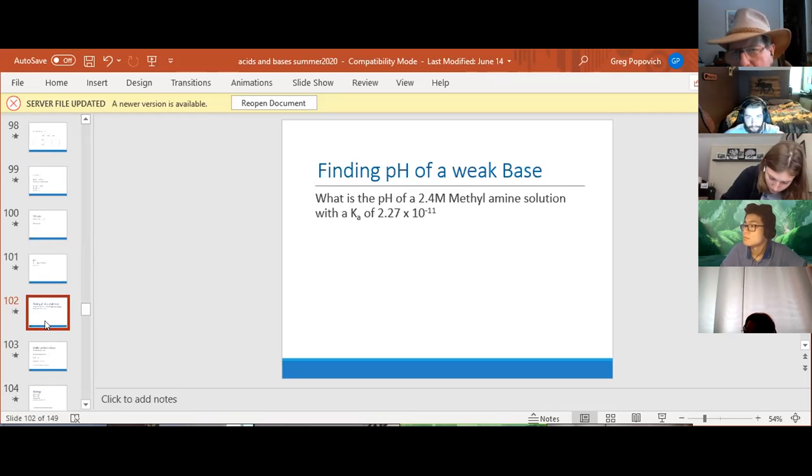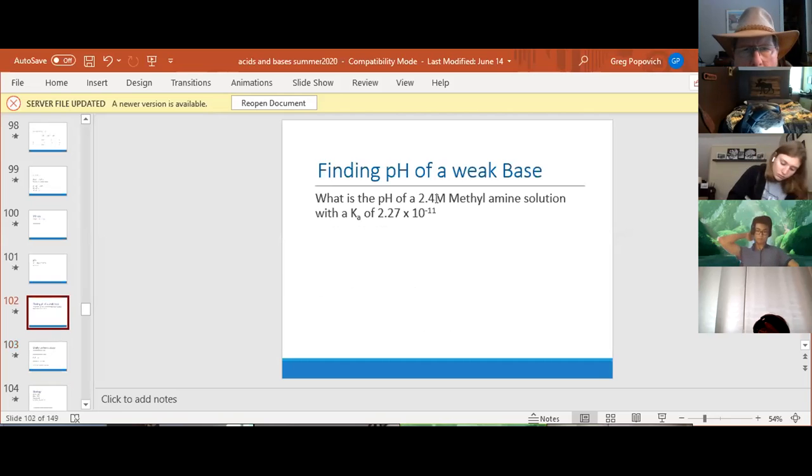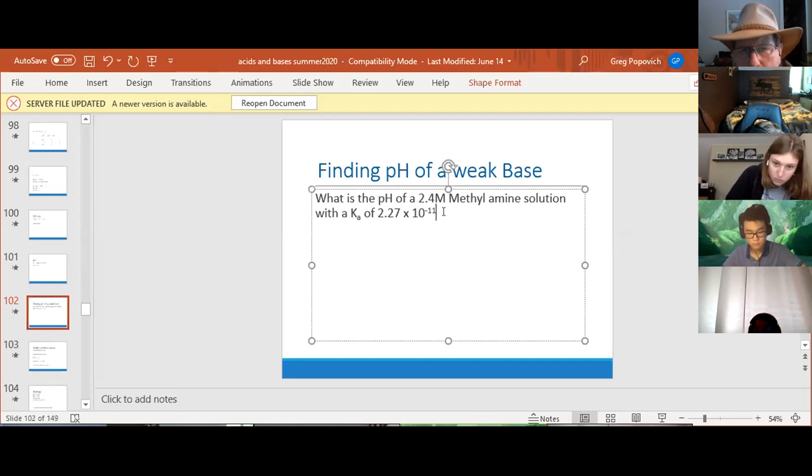I have the pH of a 2.4 molar methylamine solution with a Ka of 2.27. Now, I've got methylamine. Methylamine is a weak base. So what happens when methylamine gets put in the solution?